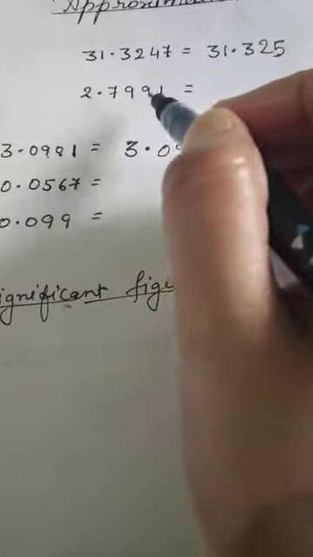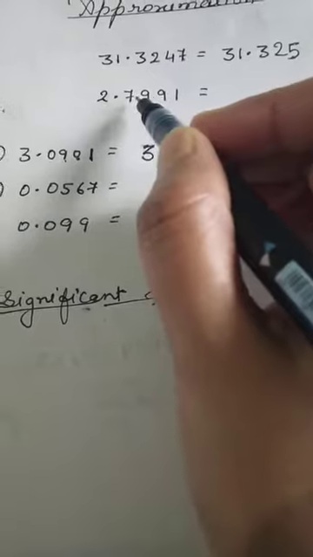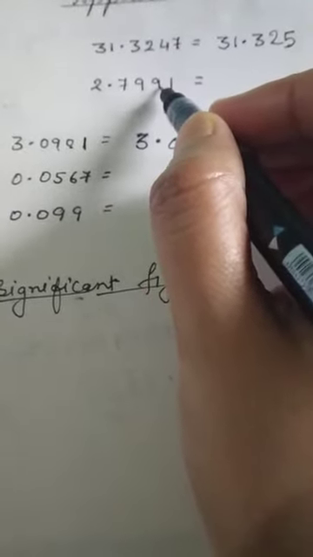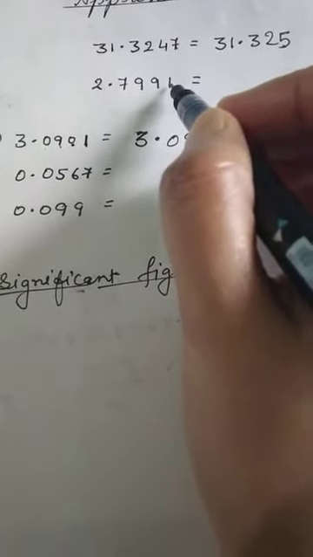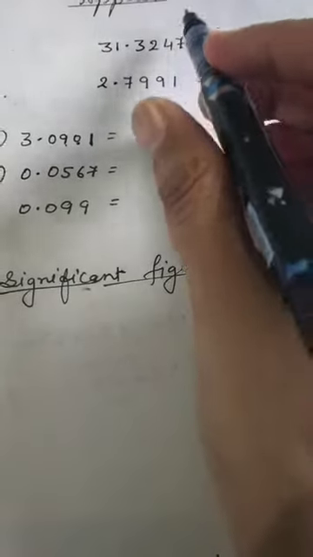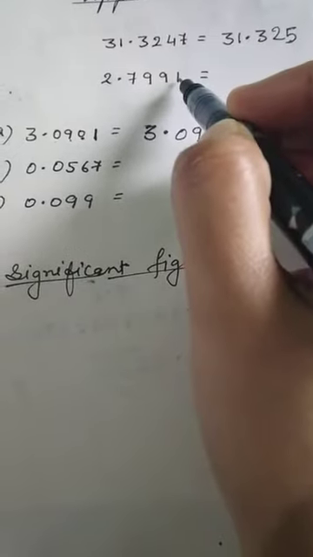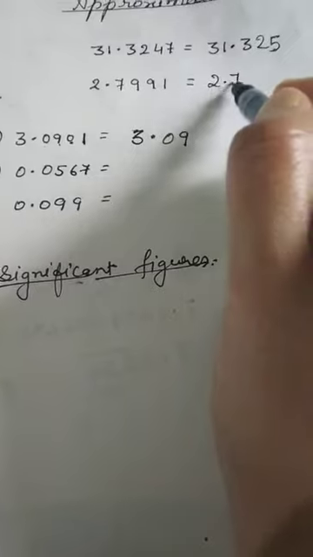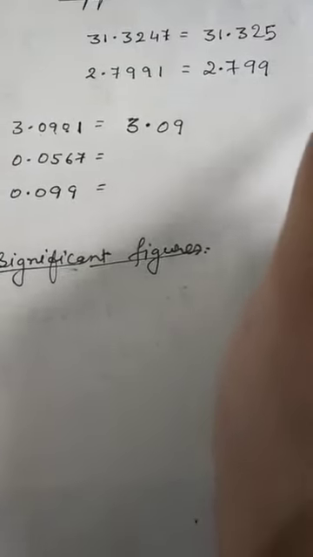Take one more example: 2.7991. You have to round off this up to 3 decimal places only. This is the 1st decimal place, this is 2nd, this is 3rd. Just after this, you can see this number is less than 5. If the number is greater than 5, then this will increase by 1. But if the number is less than 5, then this will remain the same. So it will be 2.799, and all the digits after 3 decimal places will be omitted.